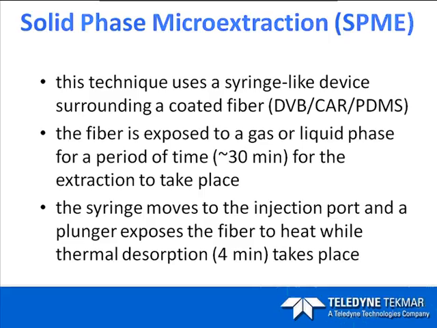It depends on how long those analytes take to absorb or adhere to that coated fiber. And picking those fibers is similar to picking the type of trap. You want to make sure that they have an affinity for those analytes so that it will hold on to the analytes until they're ready to be desorbed. So it works very similar to an adsorbent trap. The syringe then moves to the injection port, and a plunger exposes that fiber to heat and then thermally desorbs those analytes off of the coated fiber, and usually that takes around 4 minutes or so.